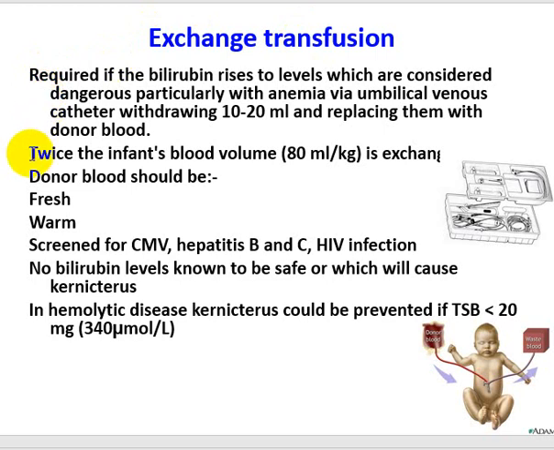The blood prepared is 80 ml per kg, twice the infant's blood volume. And this blood should be fresh, warm, and screened for some infections like cytomegalovirus, hepatitis B and C, and HIV infection. Really, no bilirubin level is known to be safe or to cause Kernicterus. In hemolytic disease, Kernicterus is usually prevented if the level is below 20 milligram. This is for full term, and this reading may be lower for preterm.